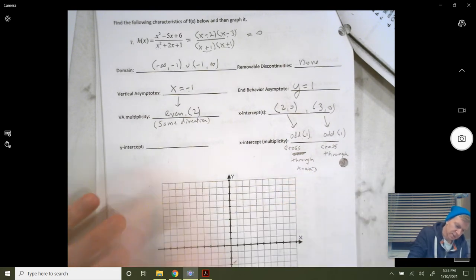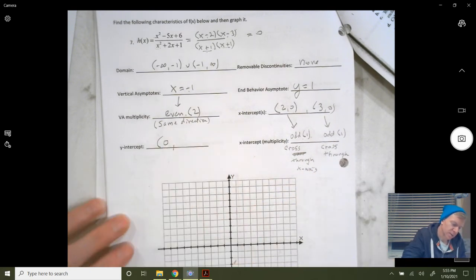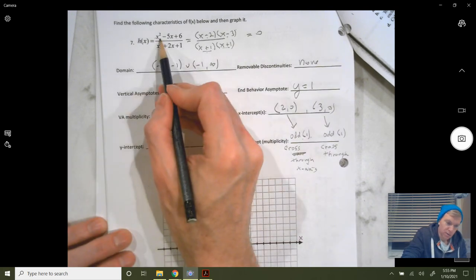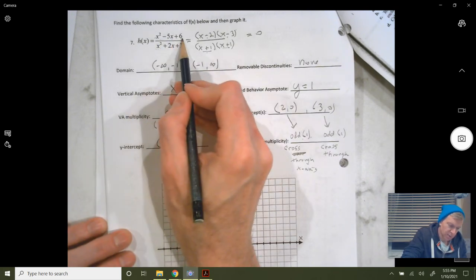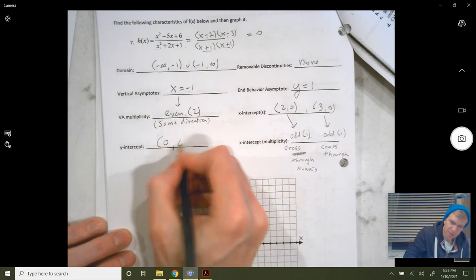Okay, the y-intercept happens when x is 0. Plug in 0 for x. 0 minus 2, 0 minus 3 gives 6 on the top, and 0 plus 1 squared gives 1 on the bottom. So I got (0, 6).